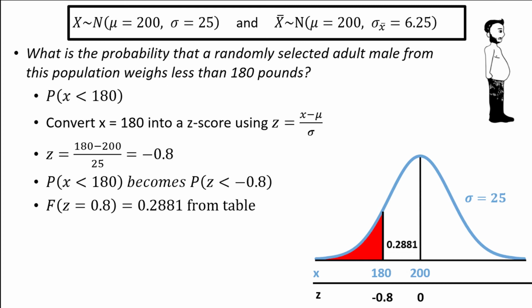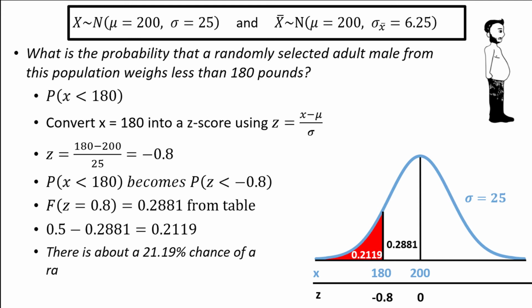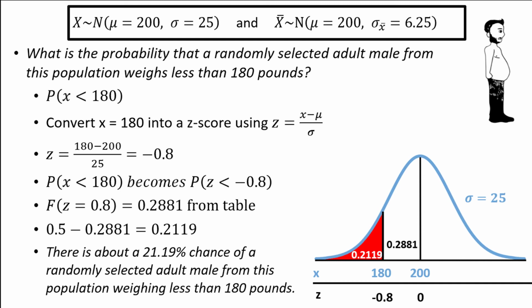0.2881 is in this area of the graph, but of course we want the area in the tail of the distribution, which I've shaded in red. We take 0.5, which is the area of everything to the left of the center of the distribution, and subtract 0.2881 to find the tail area, which is 0.2119. There is about a 21.19% chance of a randomly selected adult male from this population weighing less than 180 pounds.